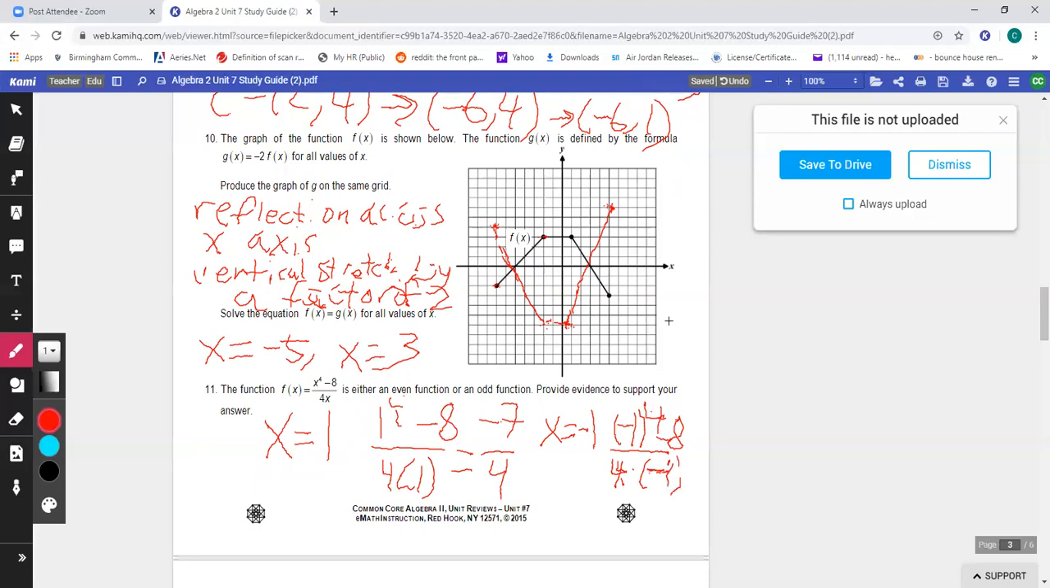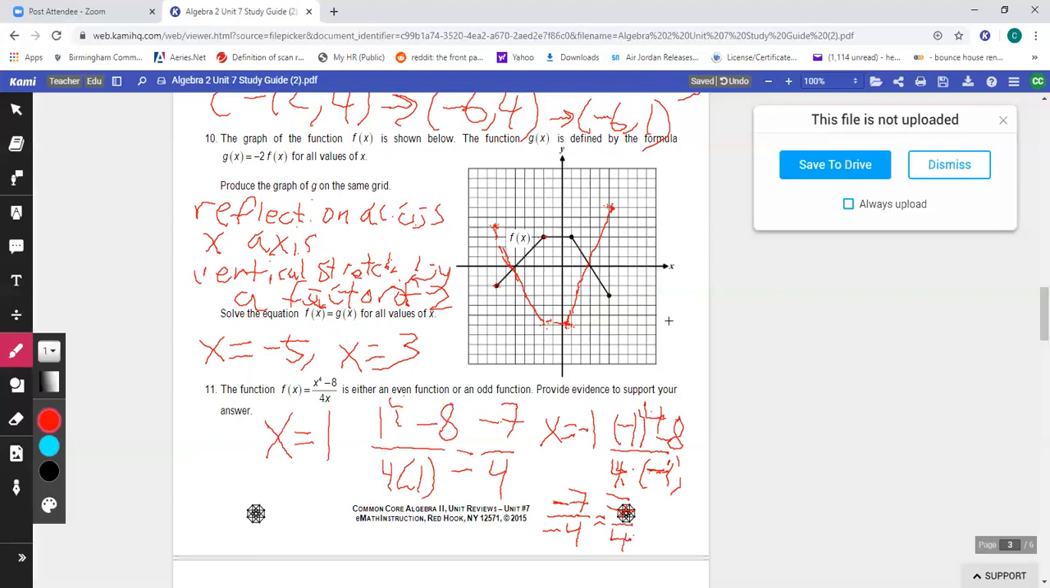Okay, -1 to the fourth is +1. 1 minus 8 is -7. But on the bottom, 4 times -1 is -4. And remember, negative over negative just makes everything positive. So my answer here is 7/4.